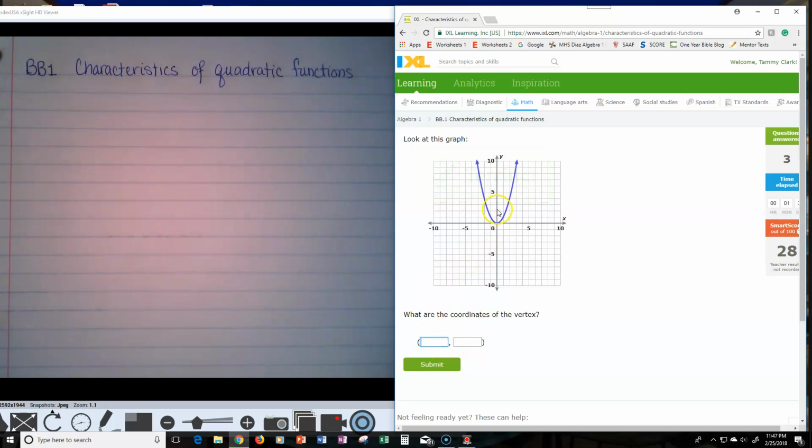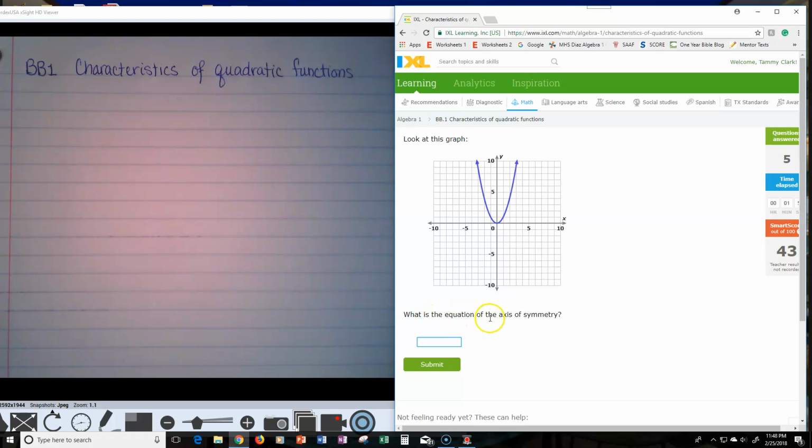What are the coordinates of the vertex? Well, the lowest point here is 0, 0. What are the coordinates of the vertex? Again, it's the minimum point here, so it's over 3 and down 2. So we're going to put 3, -2.